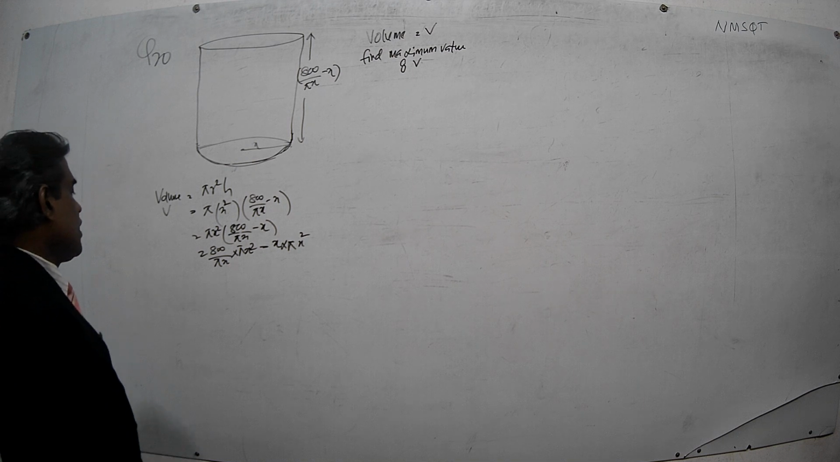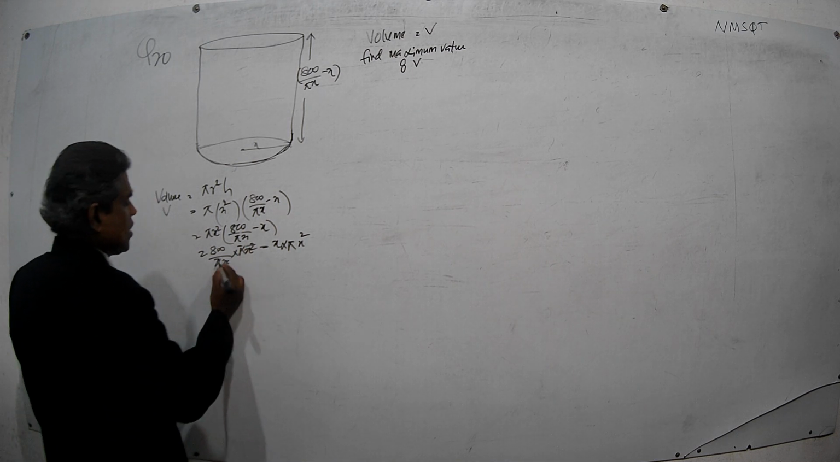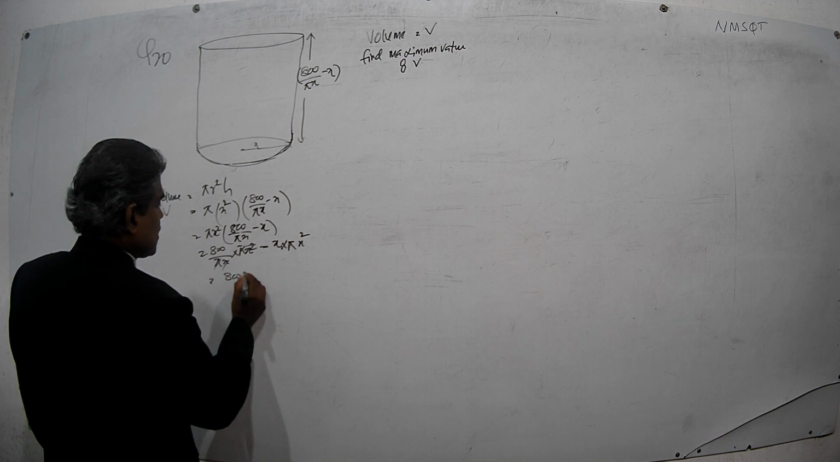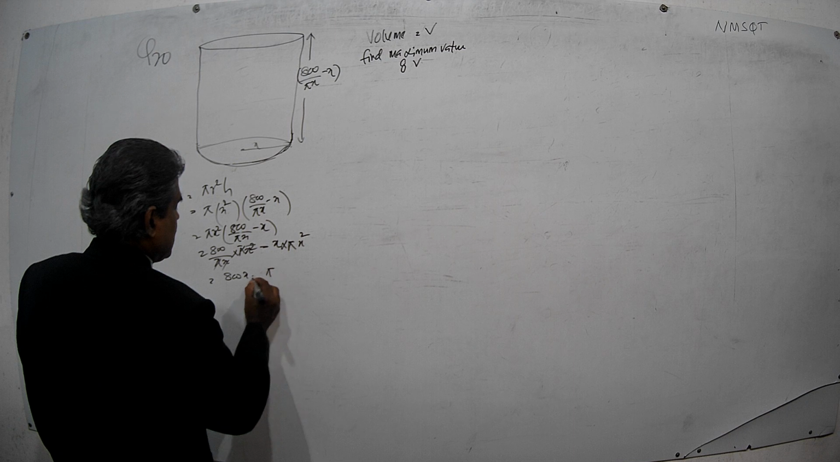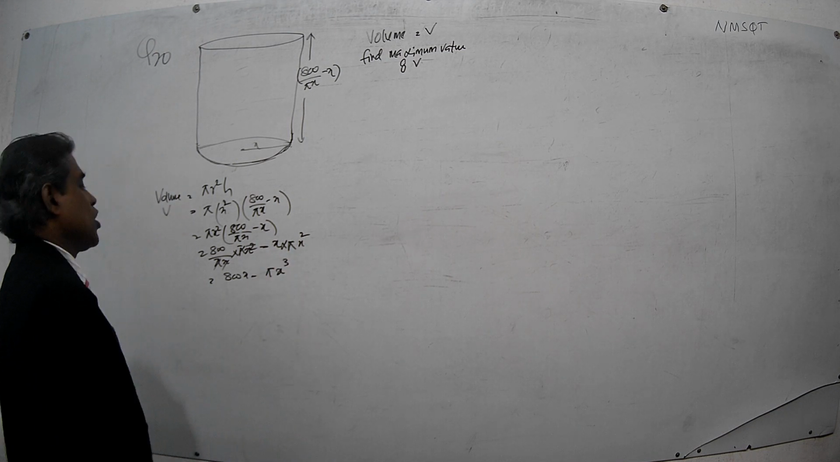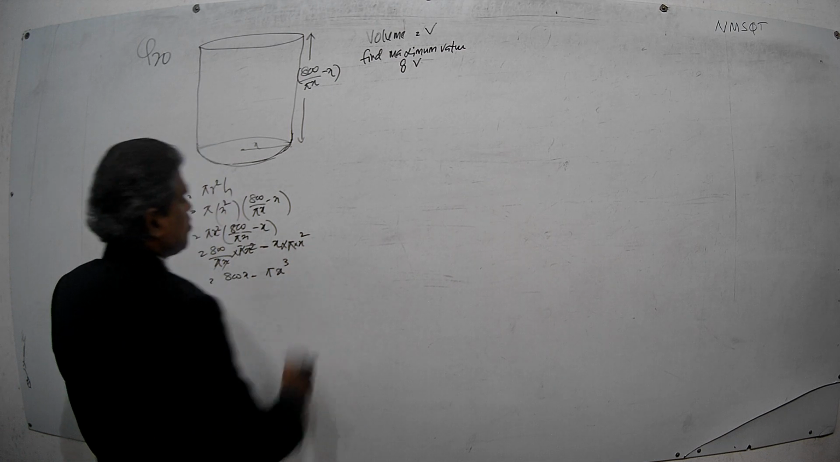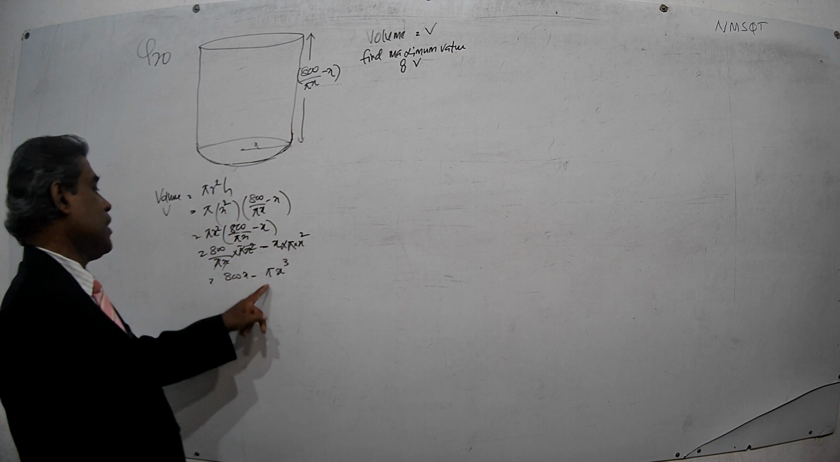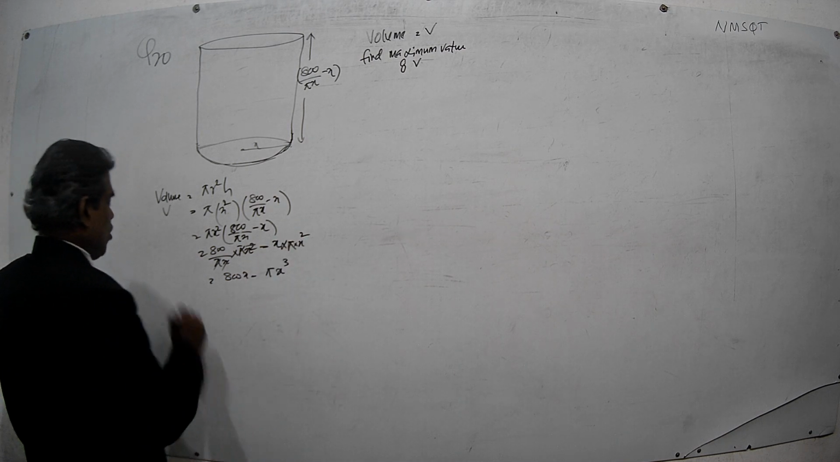Now the pi and pi cancel. One x goes for one x here. Then it will be 800x minus pi x cubed, because here pi x into x squared is pi x cubed. This is the volume.